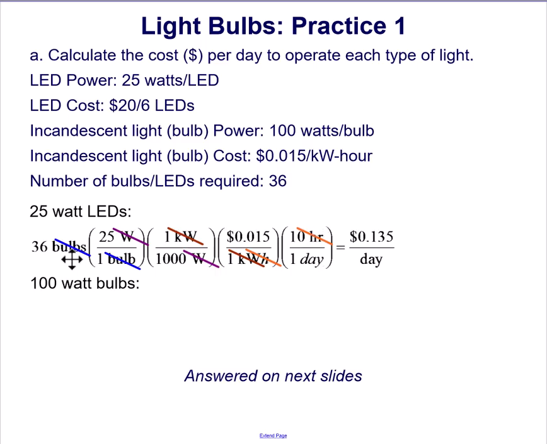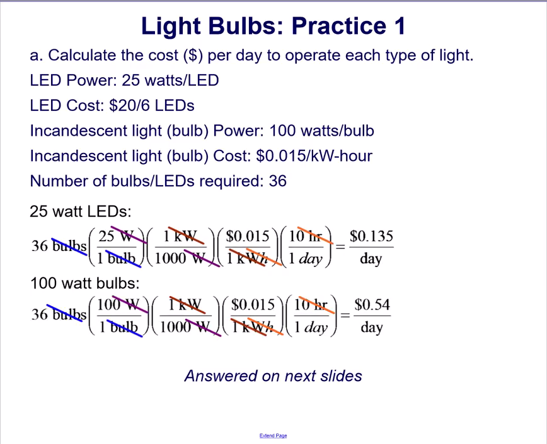Crossing out our units, bulbs with bulbs, watts with watts, kilowatt with kilowatt, hour with hours, we're left with 2 units, 0.015 over 1 day, that's dollars and days. Doing the arithmetic by multiplying across the top and dividing by 1,000, we get our cost is $0.135 per day.